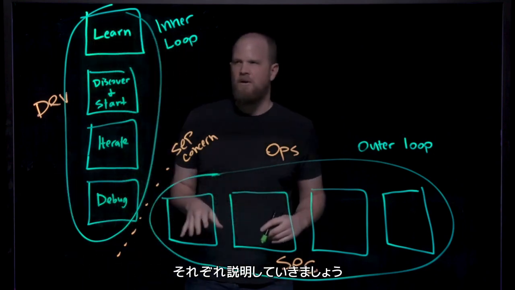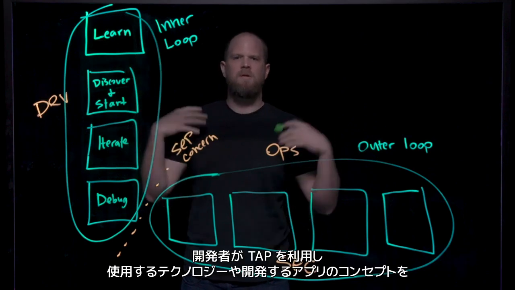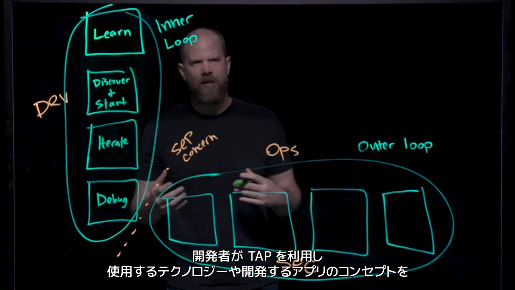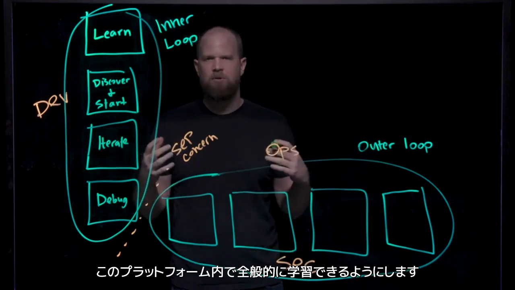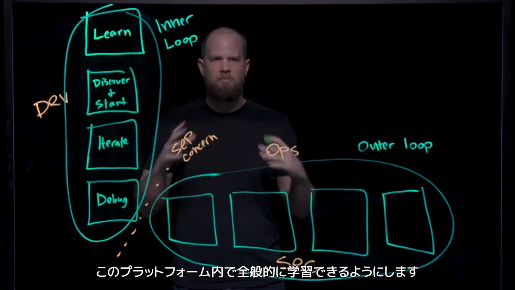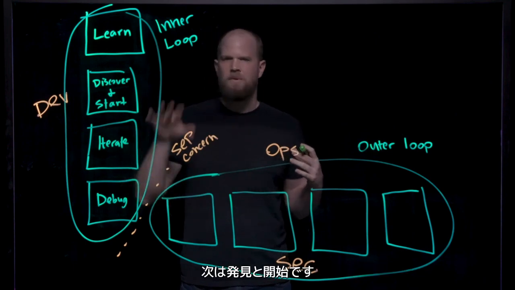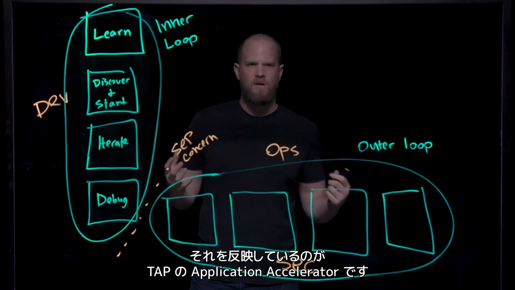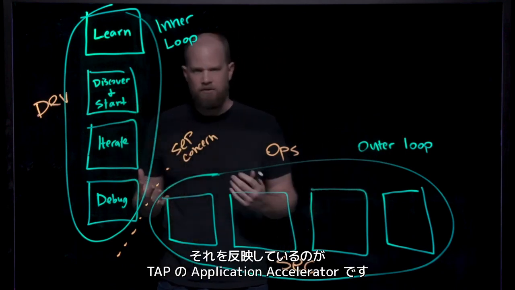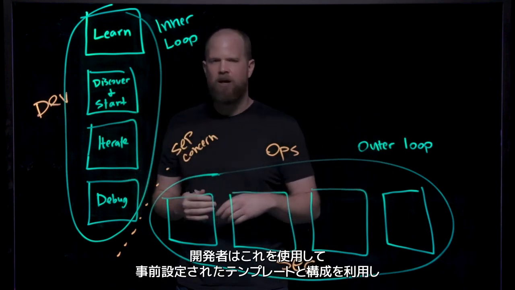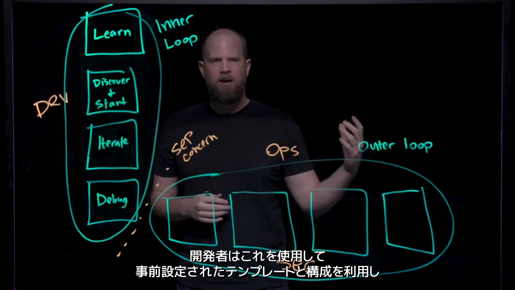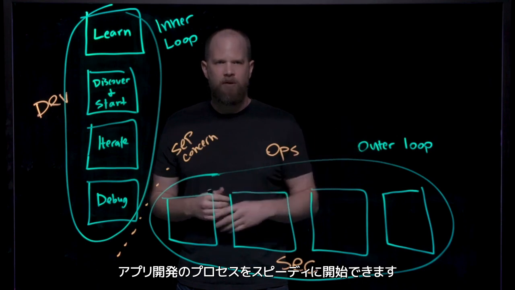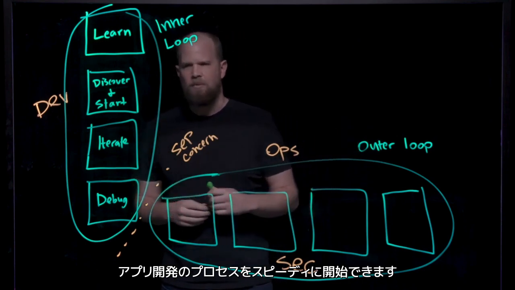So if we talk about each of these outcomes, the first part is learning. You want to be able to have a developer come in and learn about the technology they're using and the application concepts they're going to be developing as part of the platform in general. And then we talk about discover and start. The outcome we want to focus on with discover and start is that quick start. So this takes the form of app accelerators in TAP, where a developer can come in and have pre-baked templates and configurations that will help jumpstart their development process for their application.